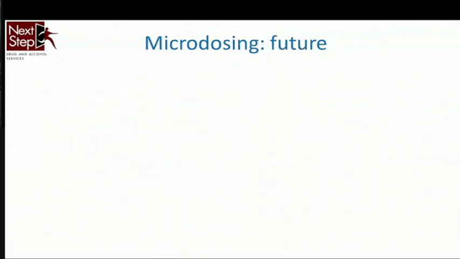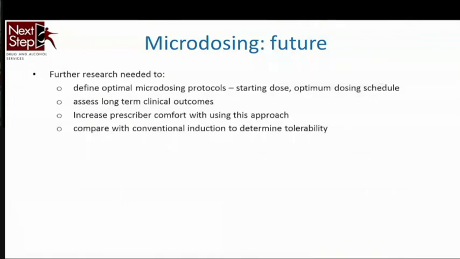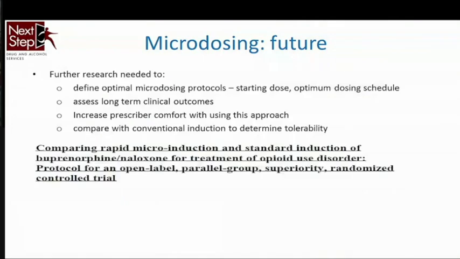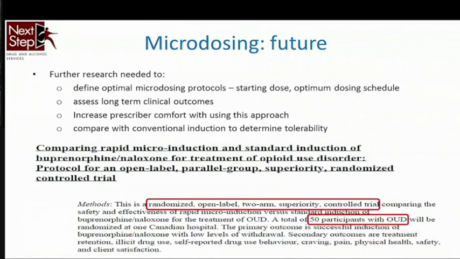So what's in the future? Further research is needed, obviously, but there is a trial in progress at the moment. I don't know what the results are, where they are at this point, which is comparing micro-induction to standard induction. The plan is for 50 participants, who are going to be randomized to a conventional induction method and a 3-day microdosing or rapid microdosing method, to try and gauge what outcomes they have in terms of tolerance and treatment outcomes.